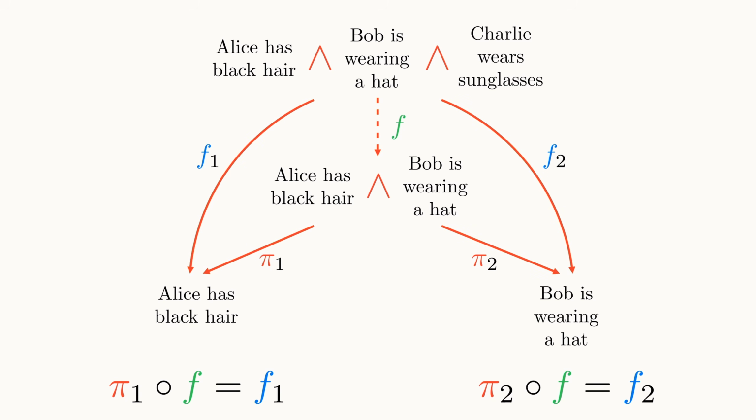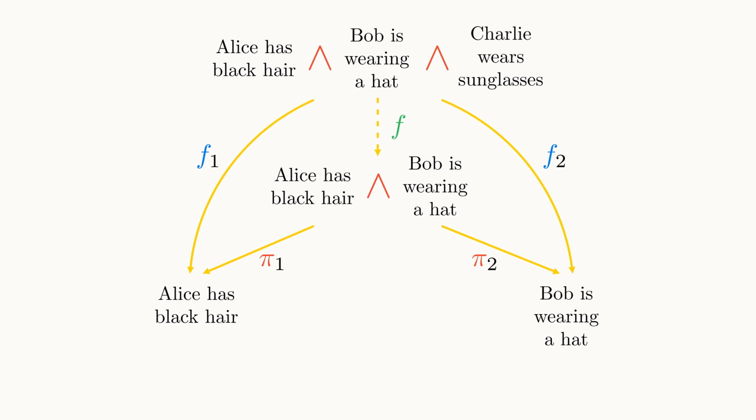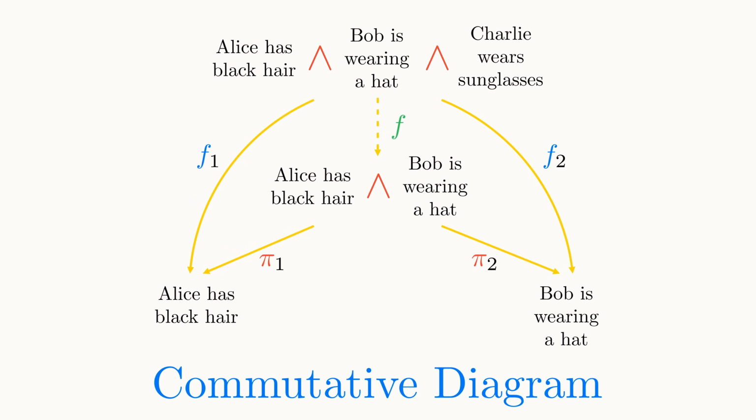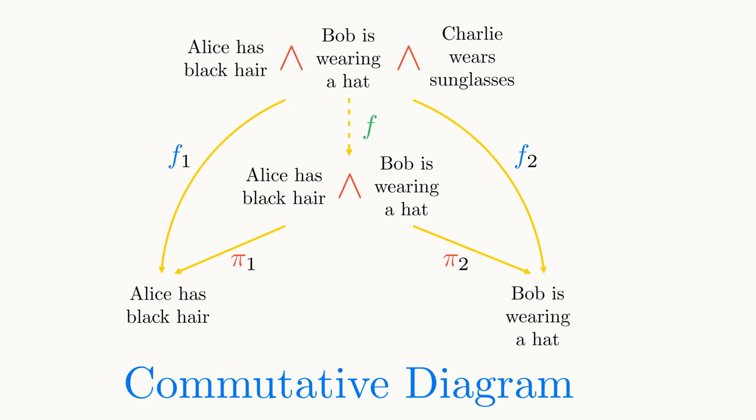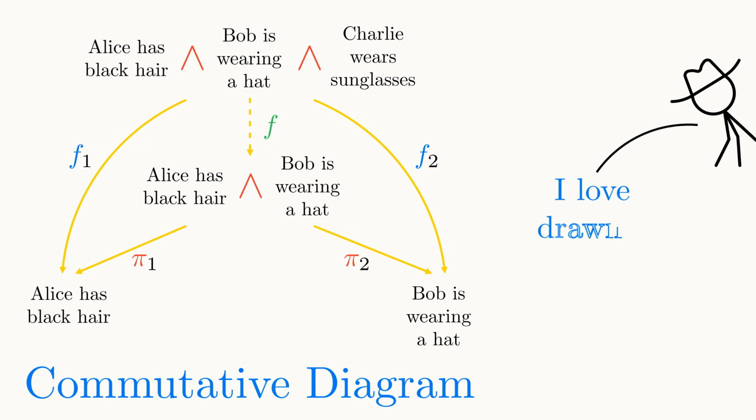When every path through a diagram that starts and ends at the same object is equal, we say that the diagram commutes, and the diagram is called a commutative diagram. We'll see these sorts of diagrams a lot going forwards, as they graphically represent the very essence of category theory, composition.